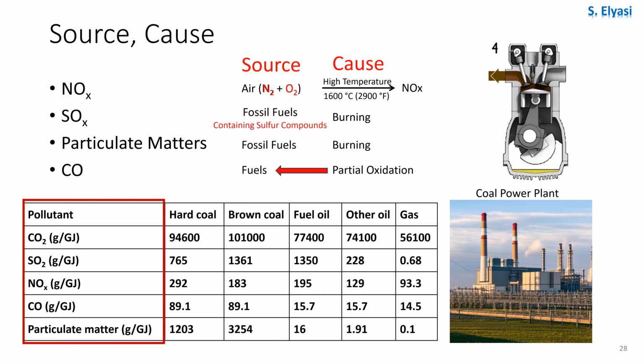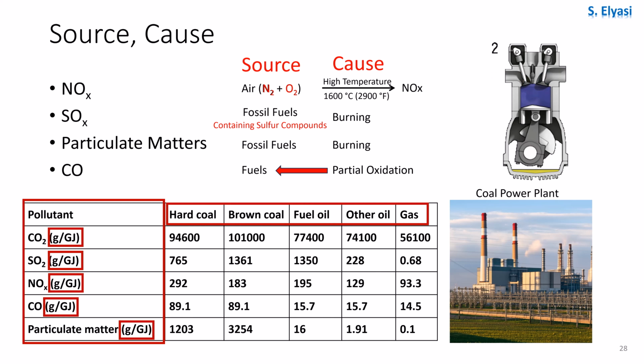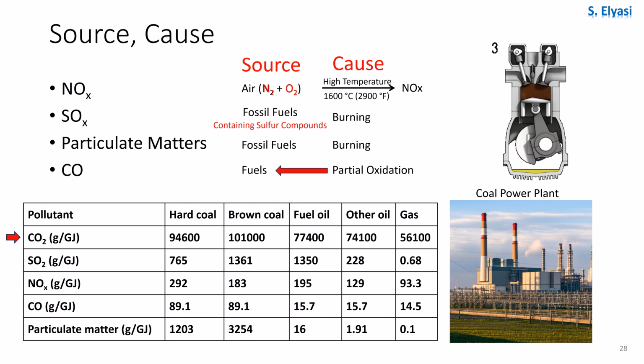This part of the slide details the emission levels of various pollutants per gigajoule, GJ, of energy produced from different types of coal and oil, as well as from gas: CO2, SO2, NOx, CO, and particulate matter. The table lists specific emissions for hard coal, brown coal, fuel oil, other oil types, and gas. It highlights, for example, that brown coal has higher emissions of CO2 and SO2 compared to other fuels.